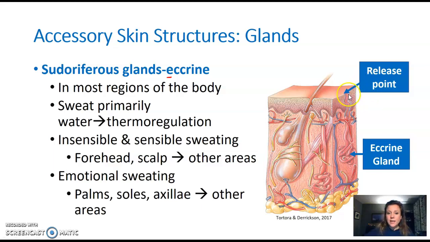Sweating from the forehead and scalp and other areas, that watery sweat that you wipe off, that is coming from the eccrine glands. And even emotional sweating, if you get nervous or frightened, the palms of your hands and the soles of your feet, your armpits or the axilla are going to start to sweat as well, and that sweat is produced by the eccrine glands. So eccrine glands are found all over the body.